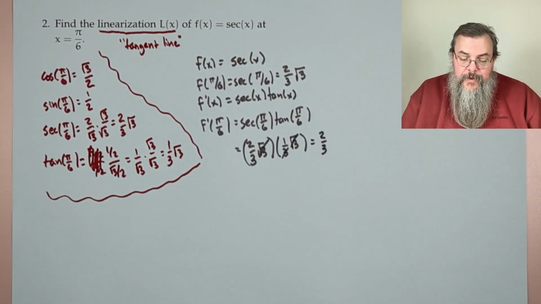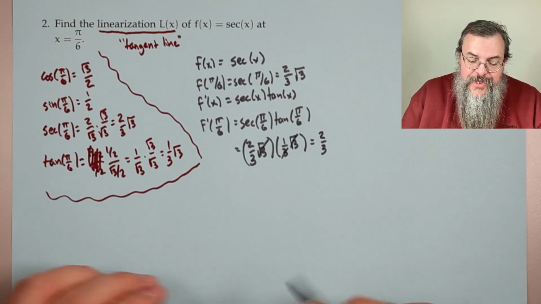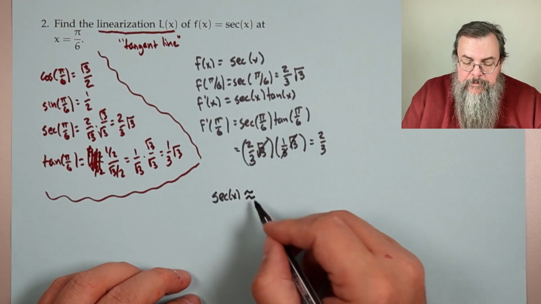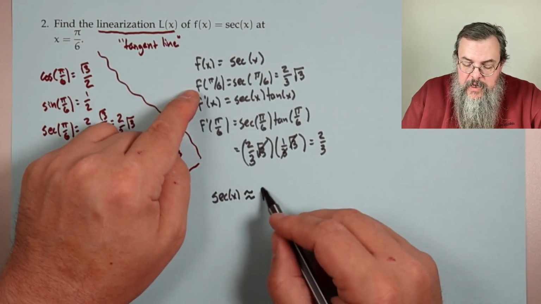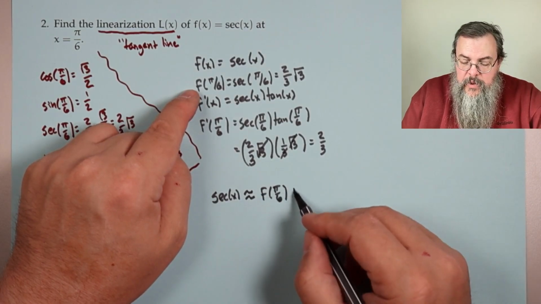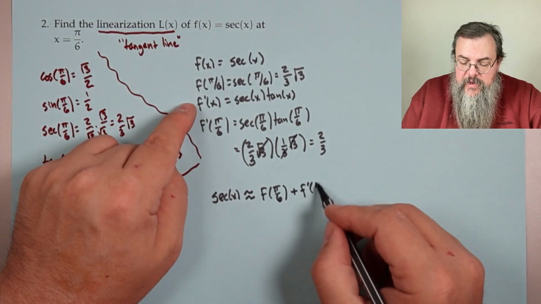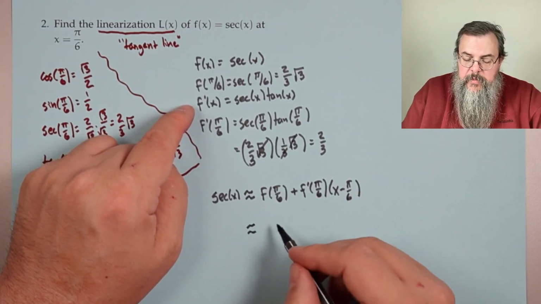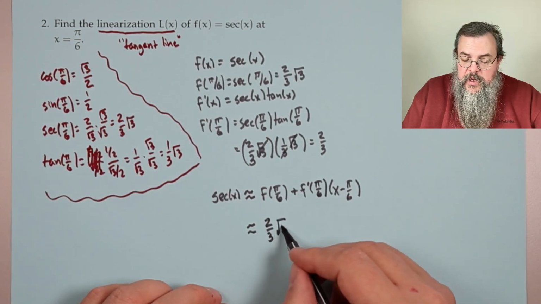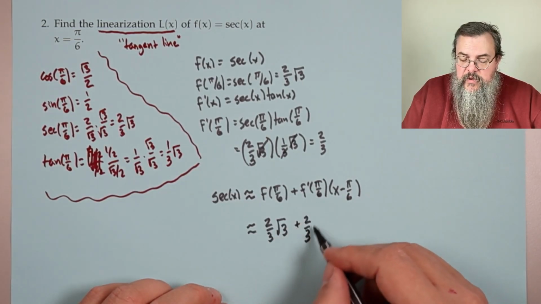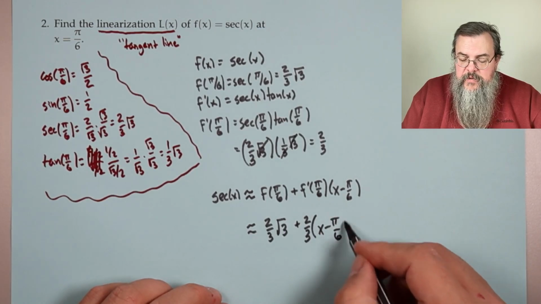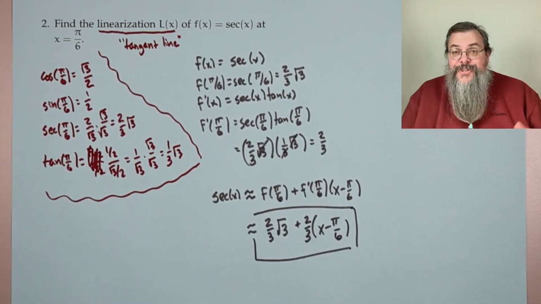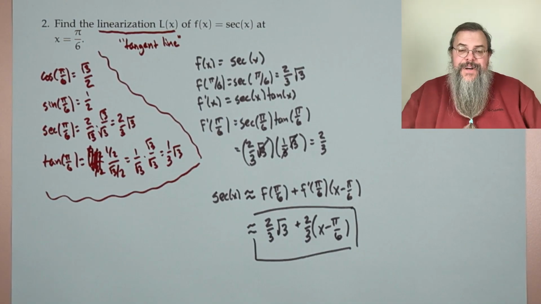All right, wonderful. So what's our linearization? Well, that says secant of x is approximately our function f of pi over 6 plus our derivative f prime of pi over 6 times x minus pi over 6, which in our case makes this 2/3 root 3 plus 2/3 times x minus pi over 6. And that's our linearization. It's the tangent line. Nice! Woohoo!